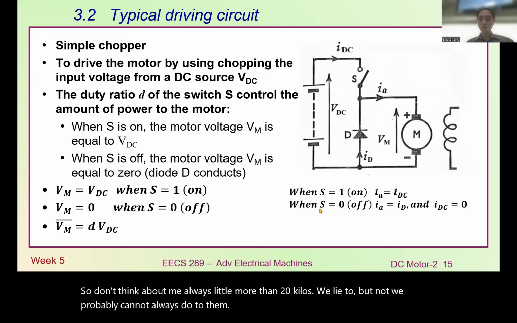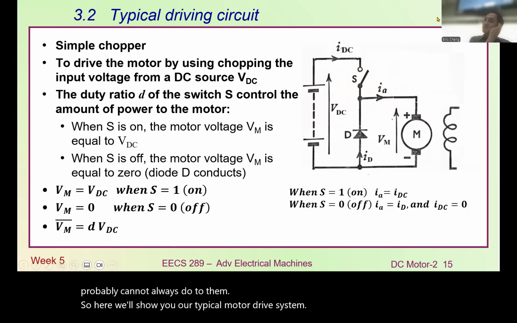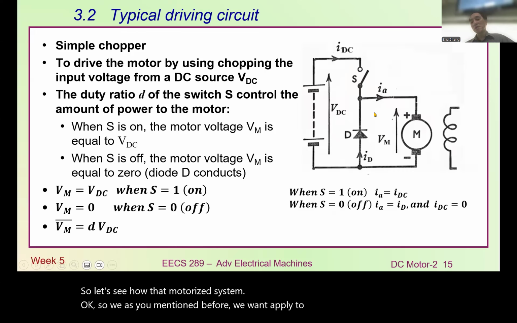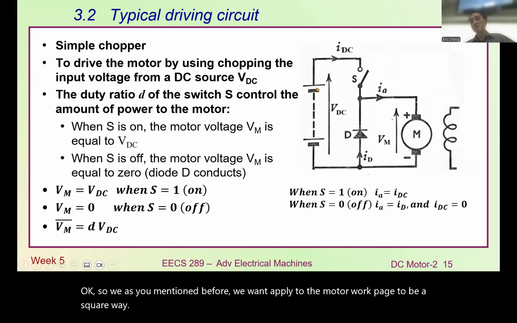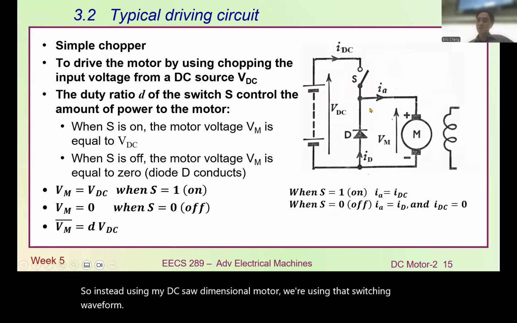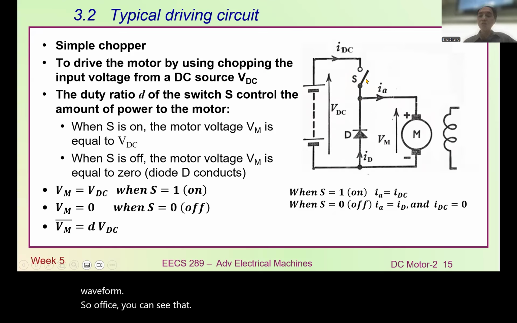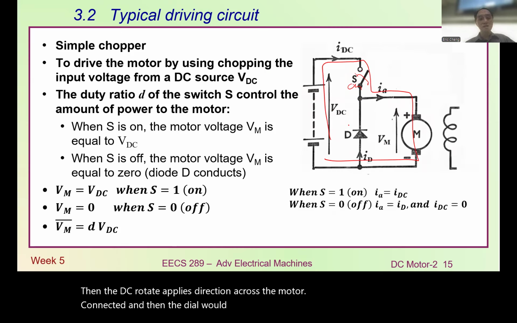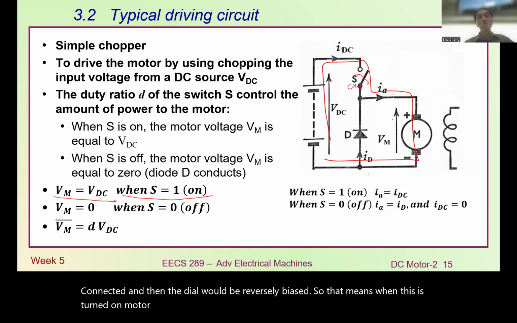So here we'll show you a typical motor drive system. Let's see how that motor drive system works. As I mentioned before, we want to apply a square wave voltage to the motor. So instead of using a DC source directly on the motor, we're using that switching waveform. Obviously when this turns on, the DC voltage is applied directly across the motor, and then the diode will be reverse biased. So when this is turned on, motor voltage equals DC source voltage.